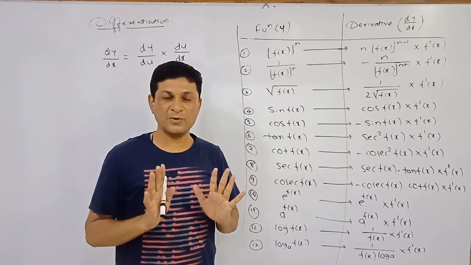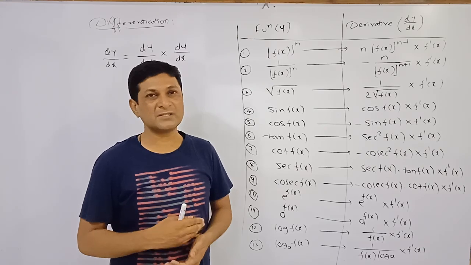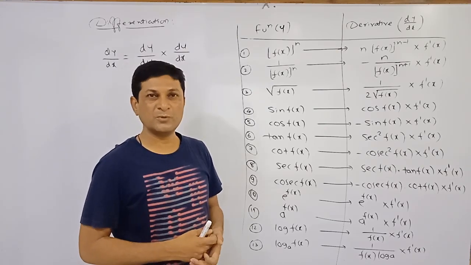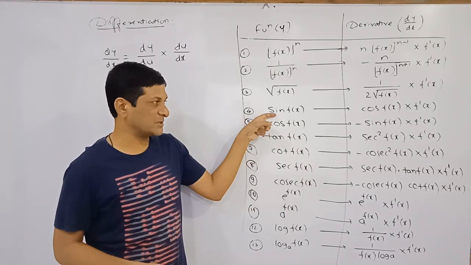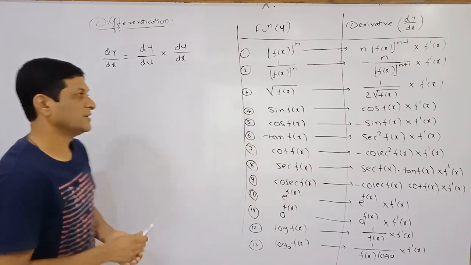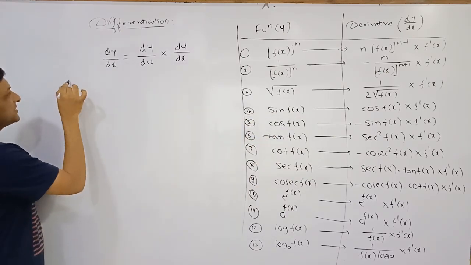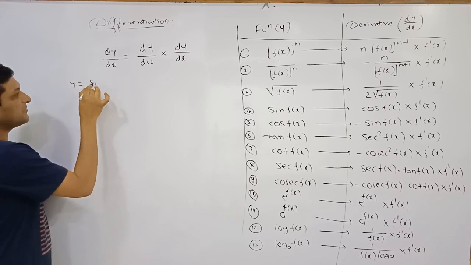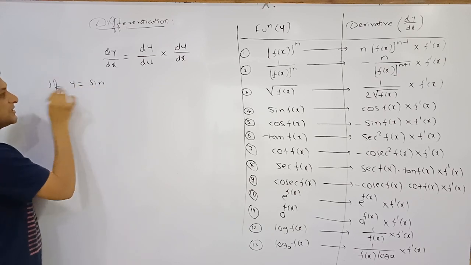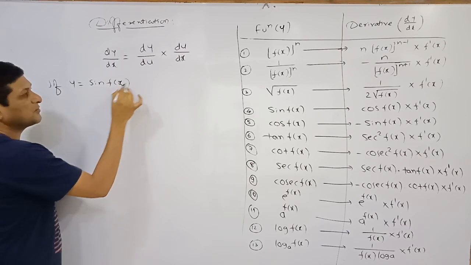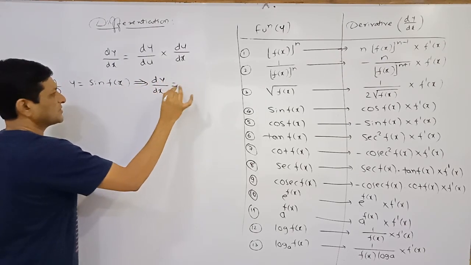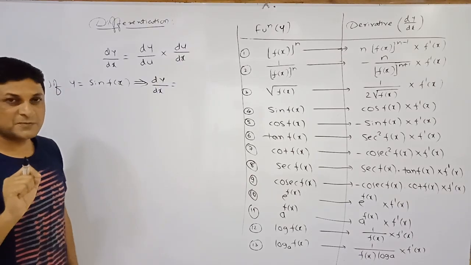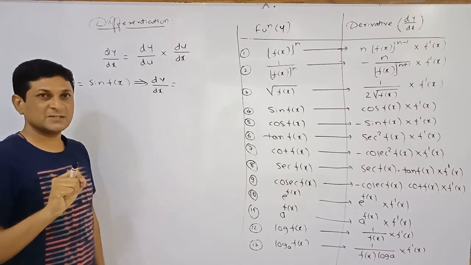So already we have prepared one list of all these formulas. We will prove any one of these formulas, and the same method is applicable to prove all the remaining formulas. So let us consider one trigonometric function. Let us try to prove this formula. So what is given here? Y is equal to sine f of x. If y is equal to sine f of x, then we have to prove that its derivative dy upon dx is equal to, already we know that derivative of sine x is cos x.